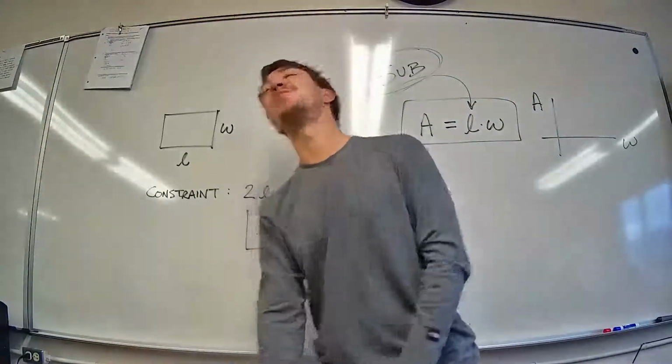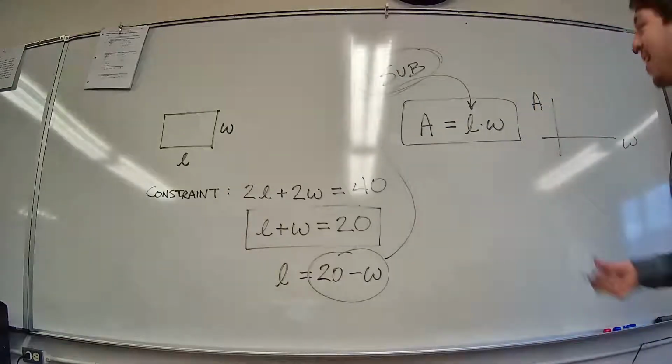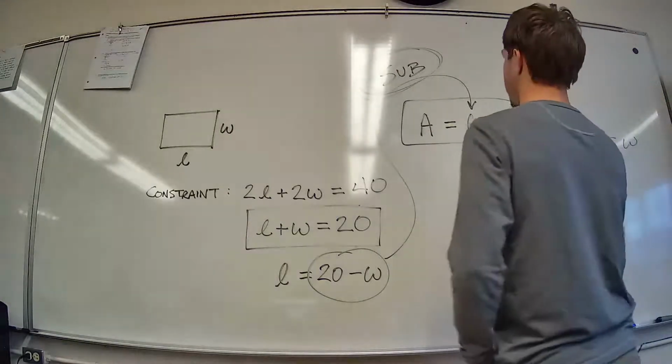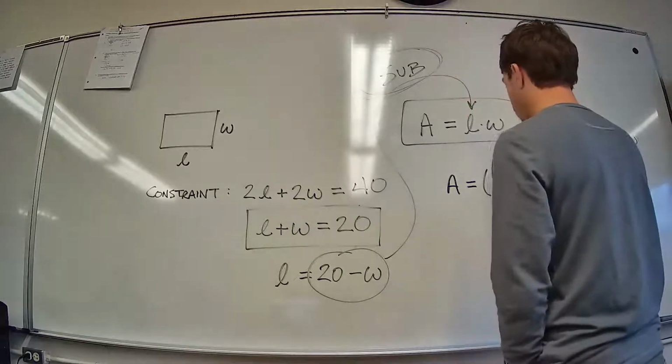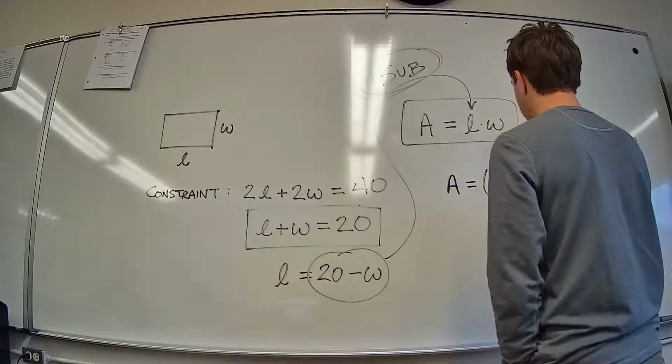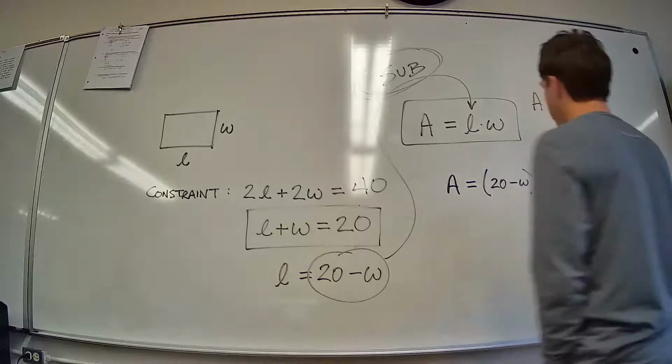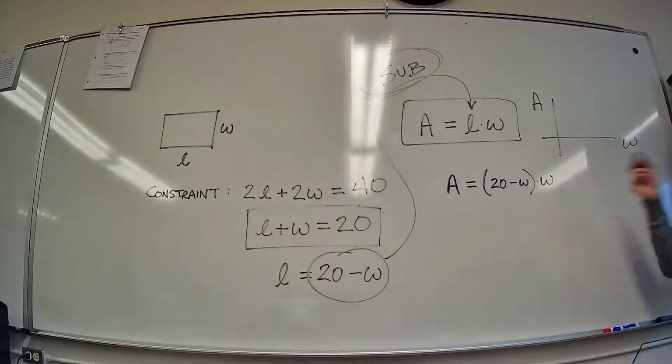Heads up, Aspen. Oh, so close. Okay, so anyway, let's do the substitution. So the area is 20 minus W multiplied by W. What shape is that? It's a sad parabola. Oh, it is. It is. Yeah. Right, Lillian?